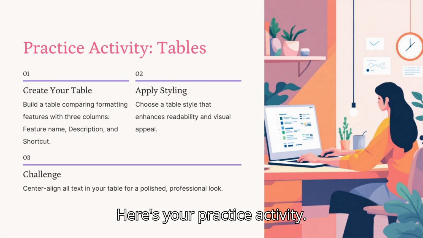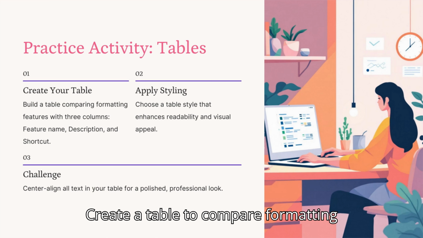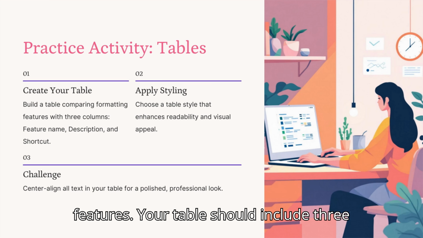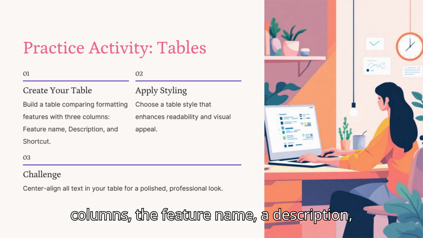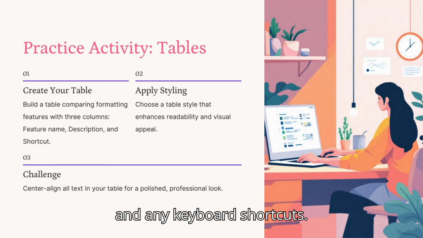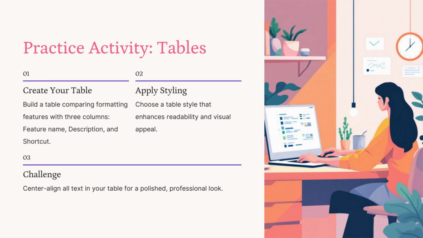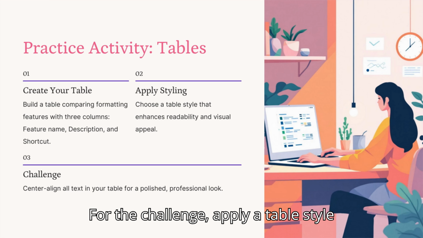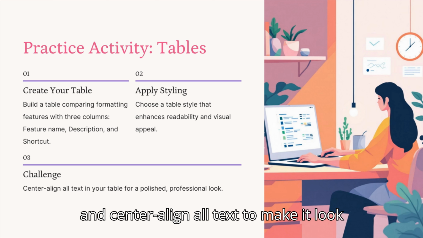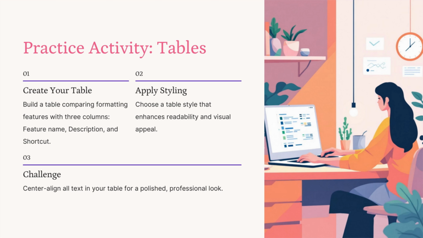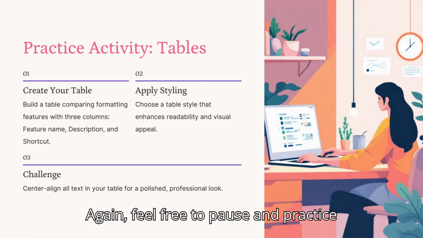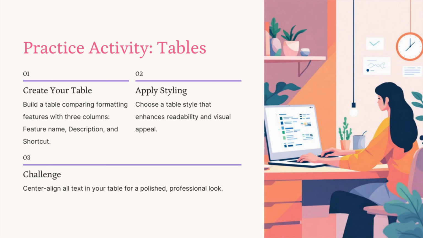Here's your practice activity. Create a table to compare formatting features. Your table should include 3 columns: the feature name, a description, and any keyboard shortcuts. For the challenge, apply a table style and center align all text to make it look polished and professional. Again, feel free to pause and practice before continuing.